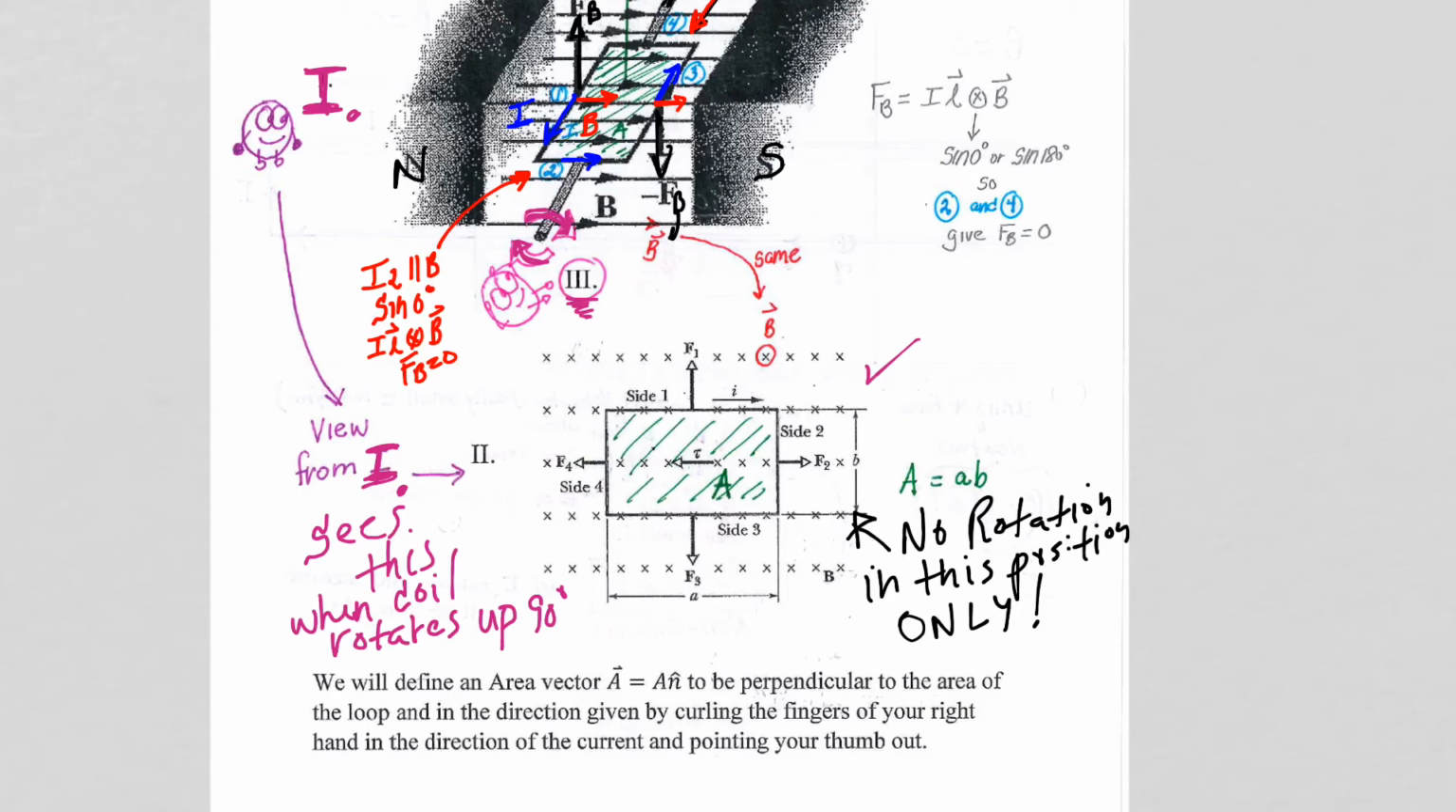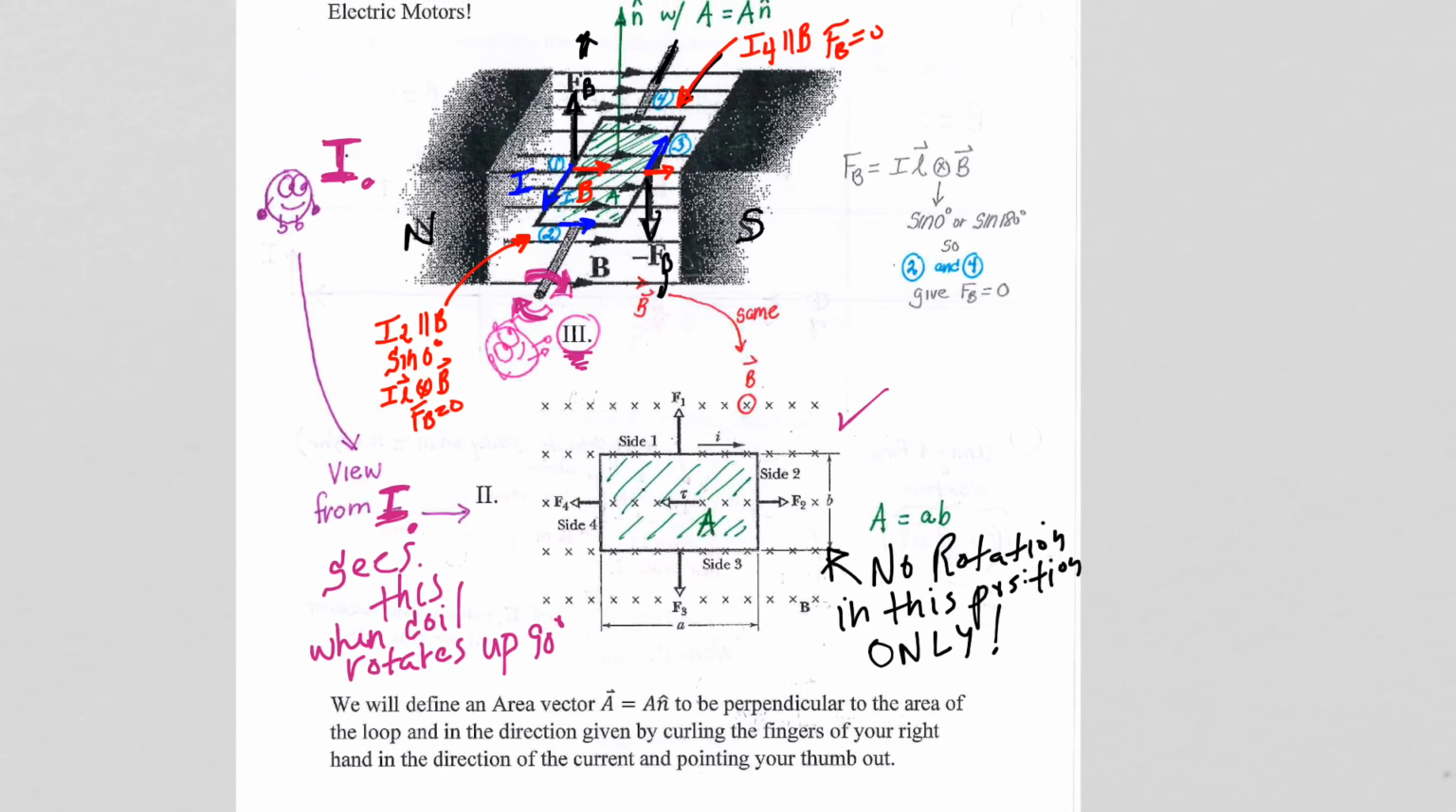So if it's perfectly up at 90 degrees when we do our IL cross B, our B's are into the paper. In every case, the I's are now going in these directions. So comes down to the left and up. And when we do our right-hand rule, we get all of these forces which cancel out perfectly. They're just pulling apart. So there's stress on the coil, but no rotation.